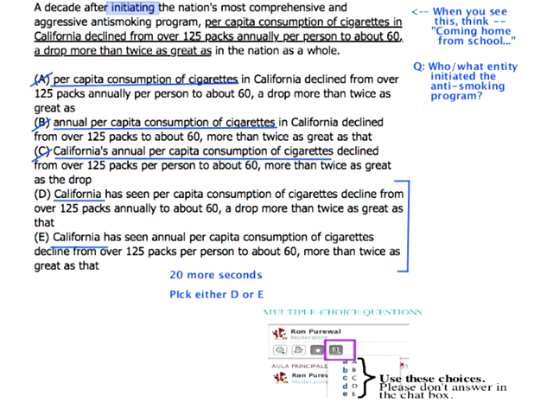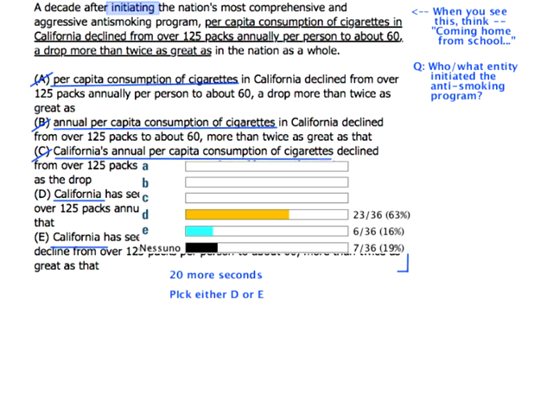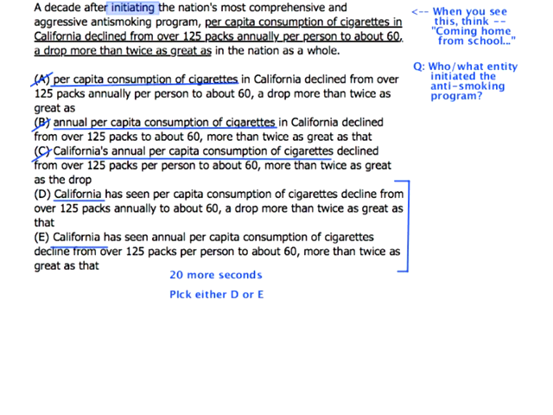Okay, so we still have a few non-responders, but here is what is happening at the moment. Now we got most people picking D, dog. A few people picking E, and a few non-responders. Let's take a look. Well, let's look at splits here.